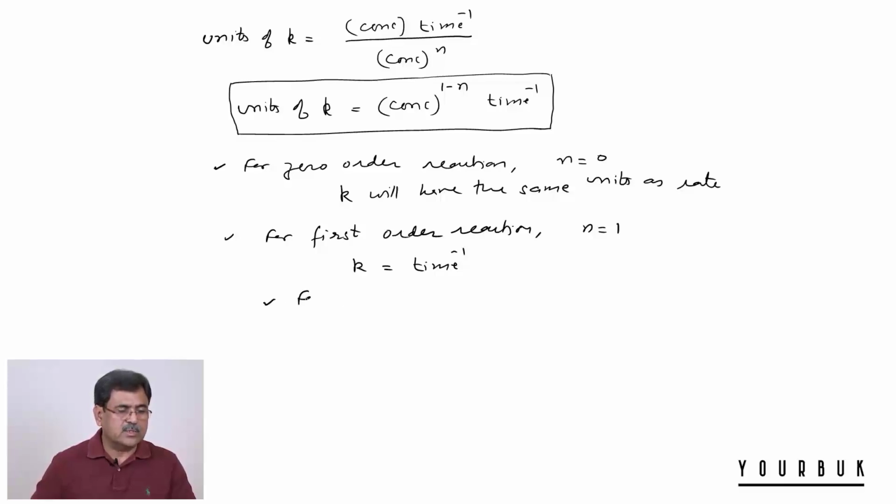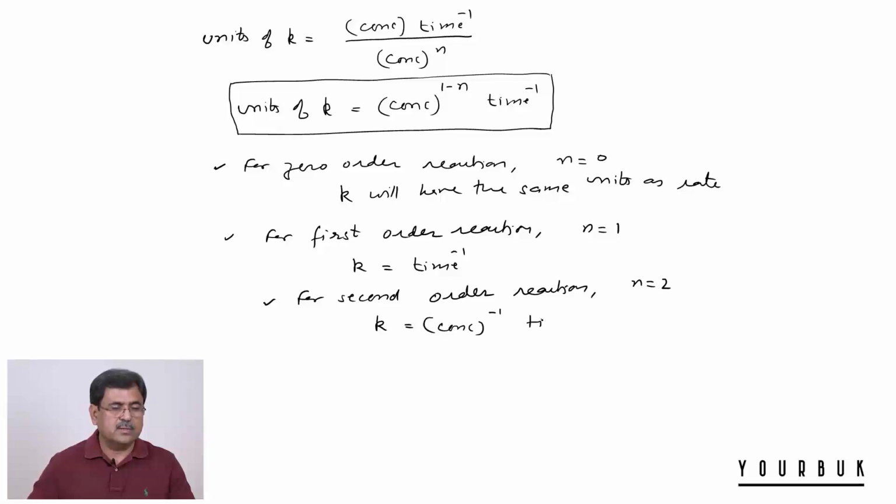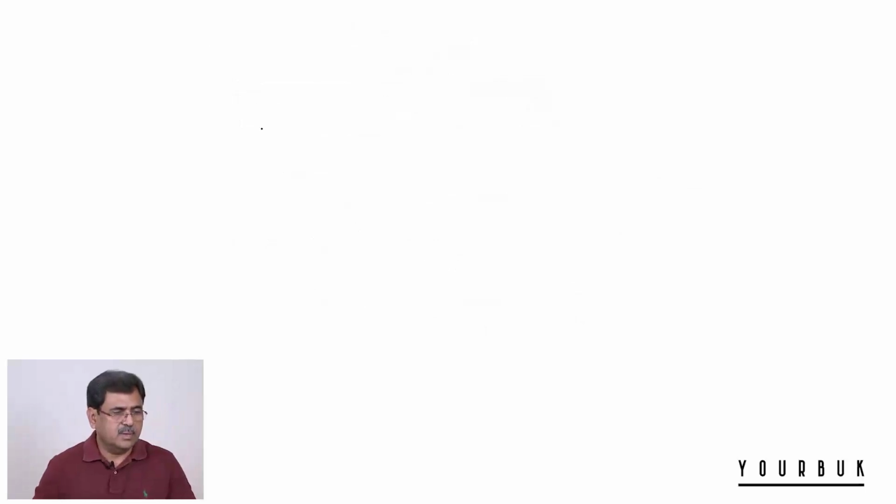Now for second order reaction, n equals 2, we can write the units of K equals concentration raised to power minus 1 and time minus 1. So if we know the order of a chemical reaction, we can derive the units of K. Now we have some examples.